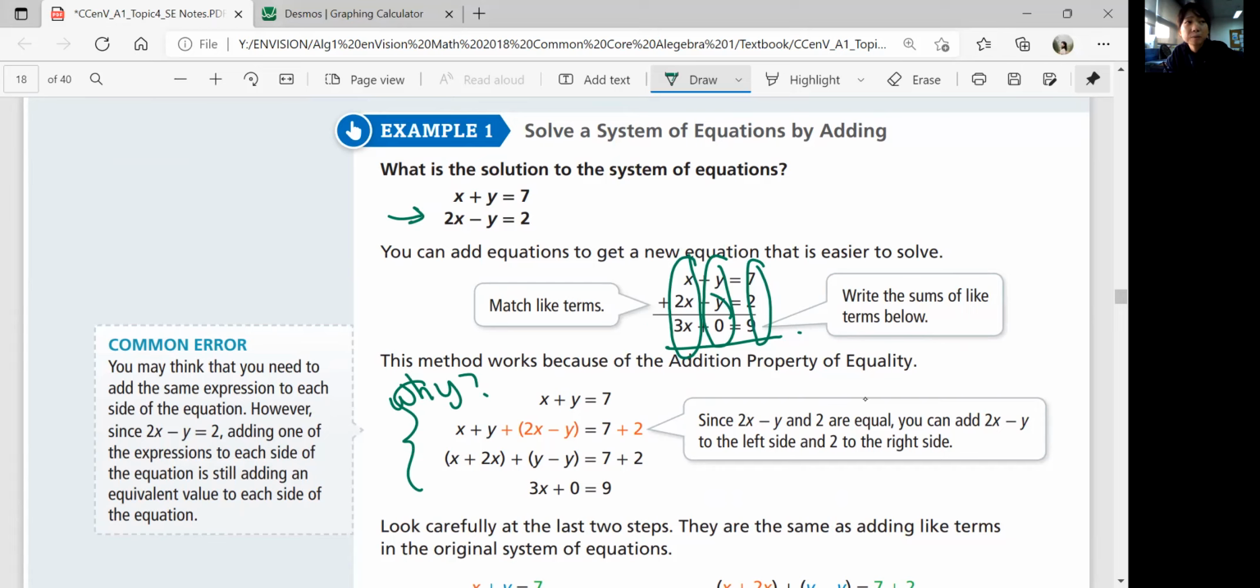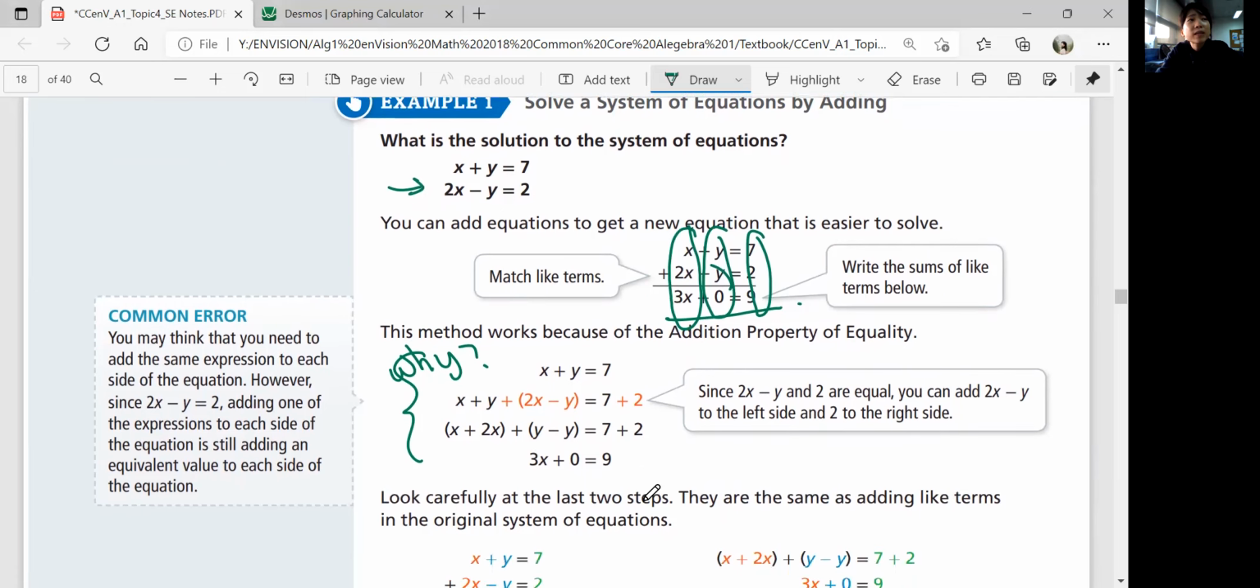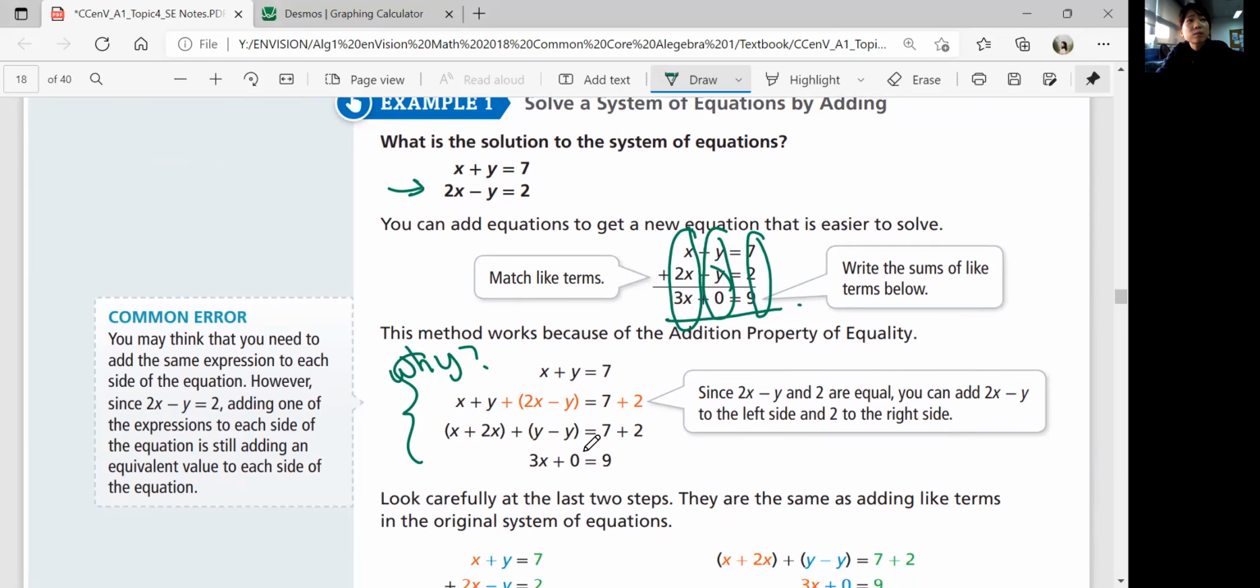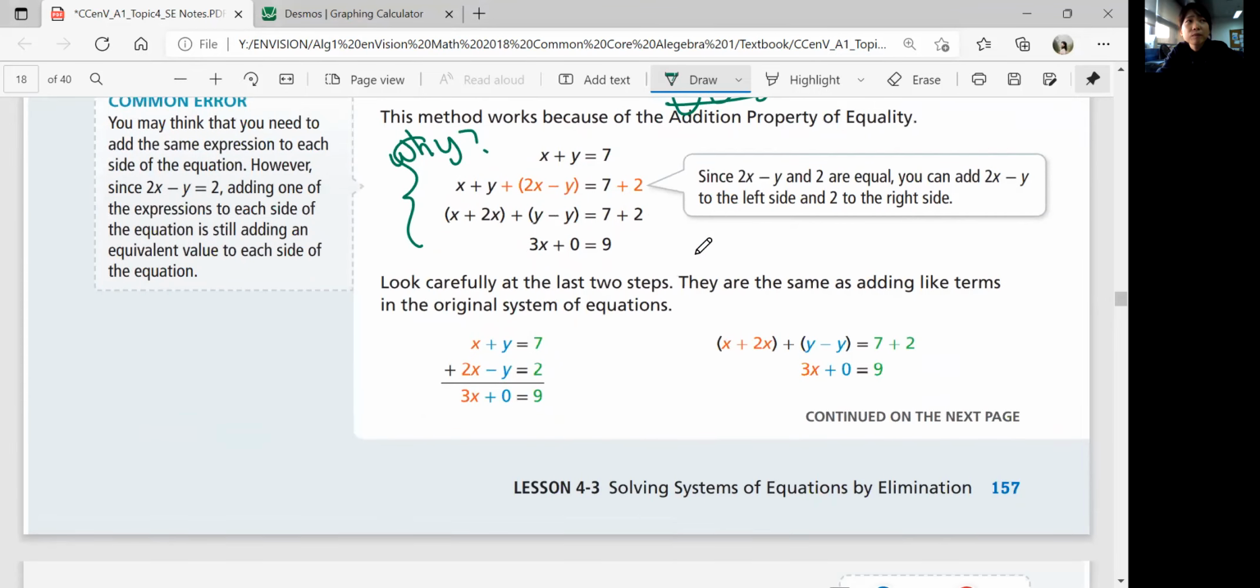Does that make sense? So in order to change the equation, you have to add the same thing or subtract the same thing. But we are doing that. It looks different, but they're actually the same thing. We're adding the same thing because 2 is equal to 2x plus y. Okay, so we're not changing the equation. Look carefully at the last two steps. They're the same as adding like terms in the original system of equations. So that was what we were originally doing. Okay.